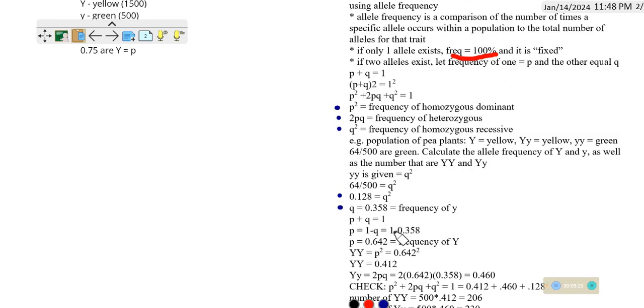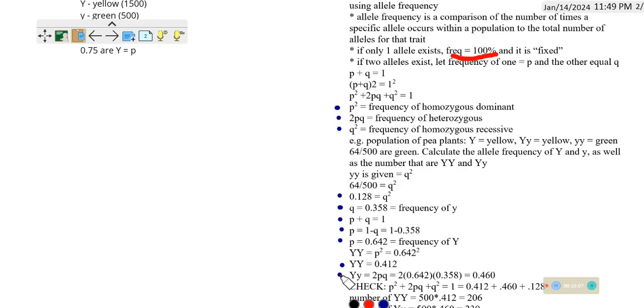Back to equation number one, big Y plus little y, or P plus Q equals 1, which means I can solve for P now. P is equal to 1 minus Q, so 1 minus what I got here, 1 minus 0.358, gives me P, which is 0.642. This is the frequency of big Y. Big Y is going to be equal to P squared. So I take that number, 0.642, and square it. That's going to give me my frequency of the homozygous dominance right there. So 0.642 times 0.642, I get 0.412.